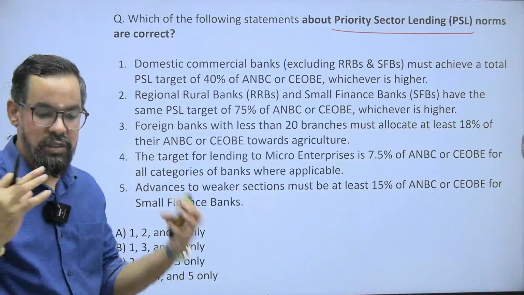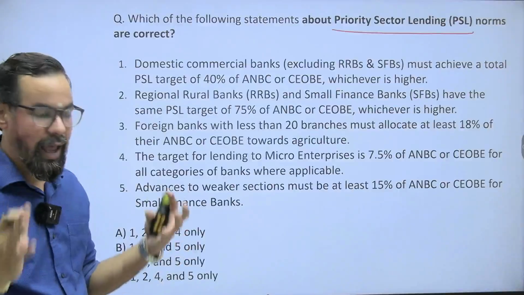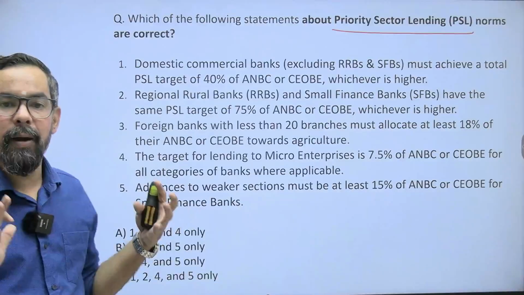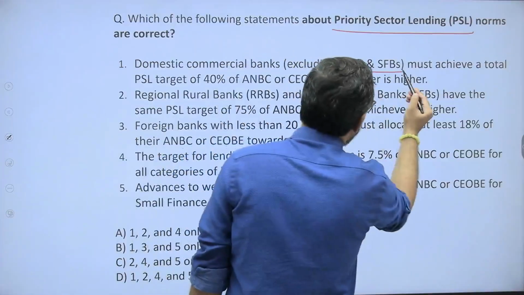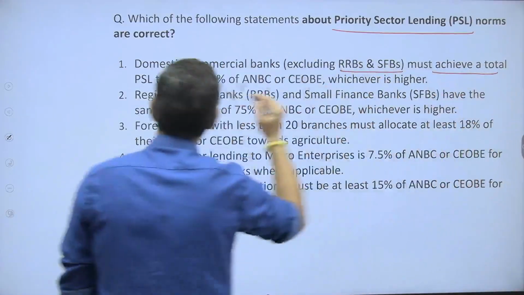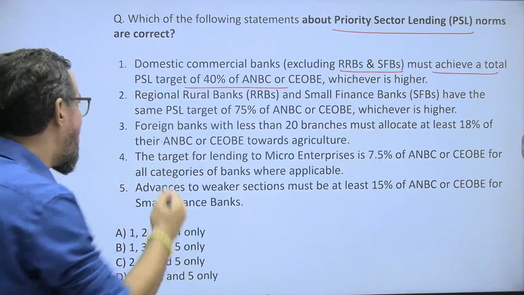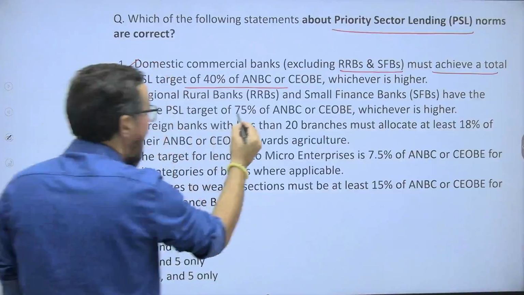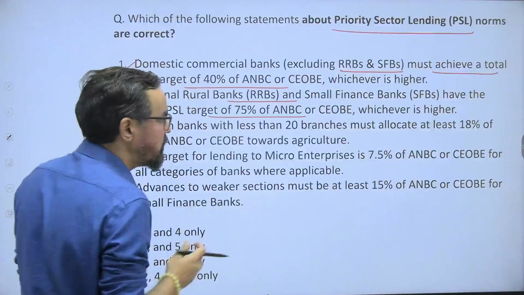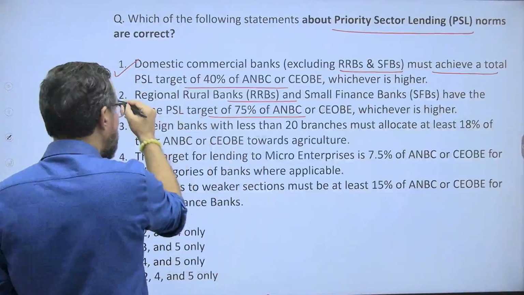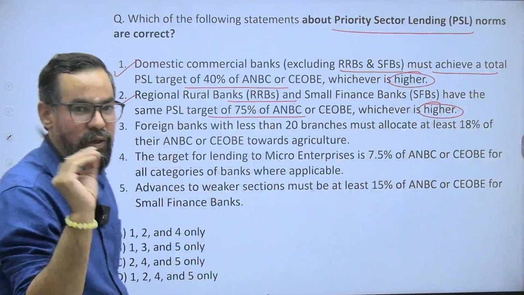One question is the linkage between MSME and PSL, and the other is dedicated to PSL. Okay. So domestic commercial banks, excluding RRBs and small finance banks, must achieve a total PSL target of 40% of ANBC or COB, whichever is higher. 100% true. RRBs and small finance banks have to lend up to 75% of their ANBC or COB, whichever is higher. True, it is higher. Sometimes they will mention lower here, so you have to be very careful around these words.